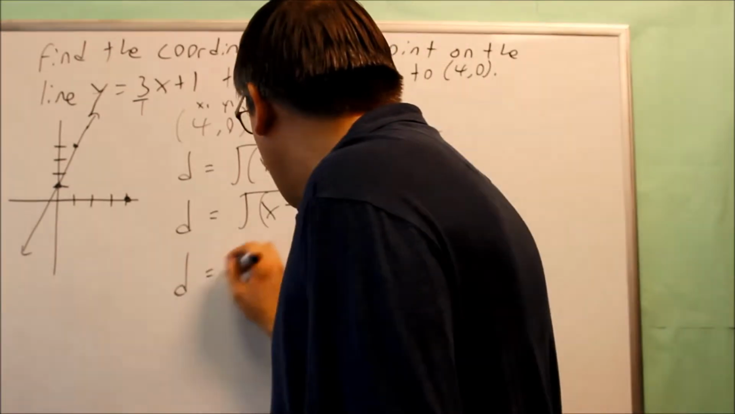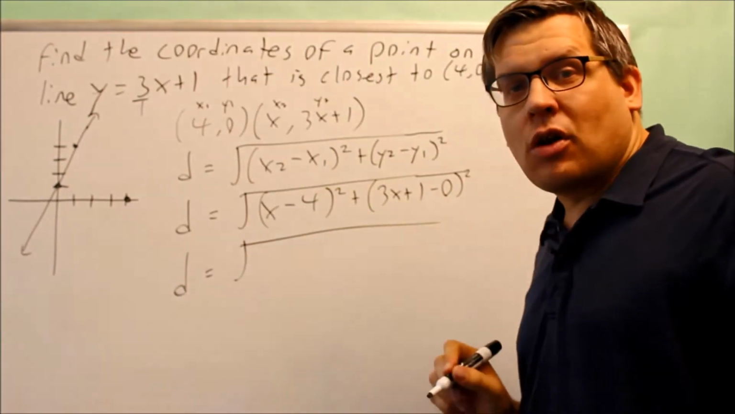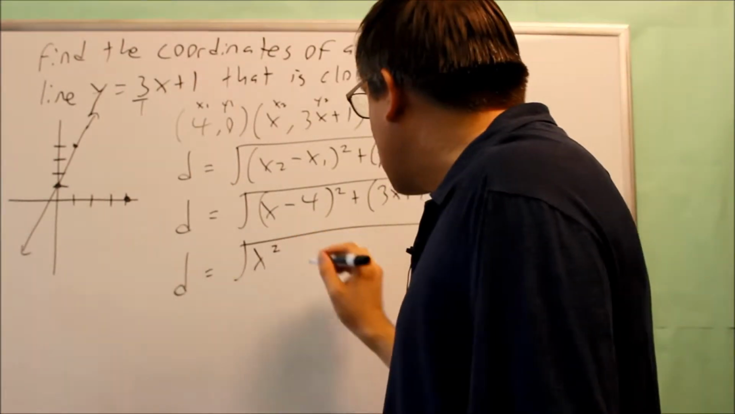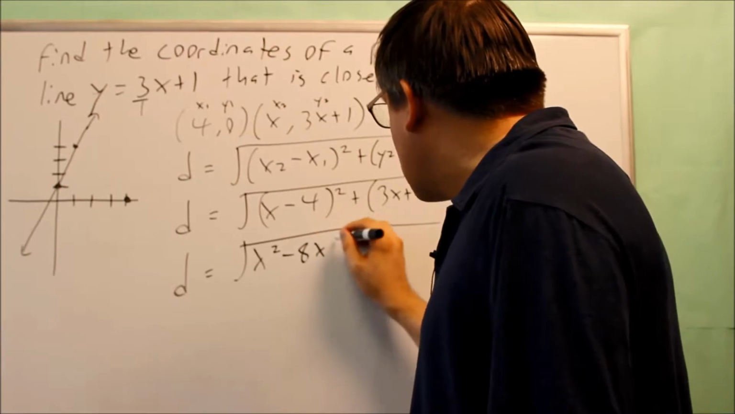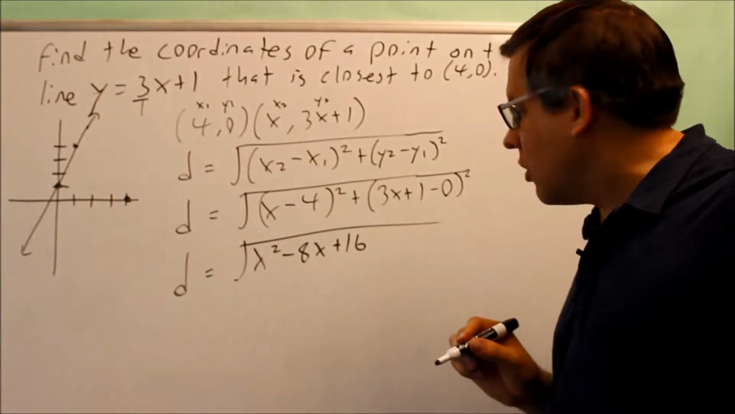So when you do that, you want to multiply it all out. So it's really x minus 4 times x minus 4. If you do that, you're going to get x squared minus 8x plus 16. That's what you'll get if you multiply this one out, squaring it out.